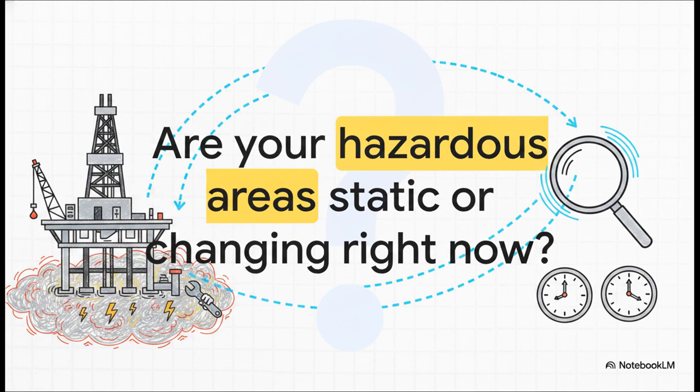Which leaves us with one final thought to ponder. We have seen how meticulously we have to map, engineer, and certify every single square inch of an offshore facility. But knowing that a simple maintenance task can shift these invisible boundaries in an instant, well, it forces you to look at your own operations differently. Are your hazardous areas truly static, or are they shifting right now while you aren't looking?